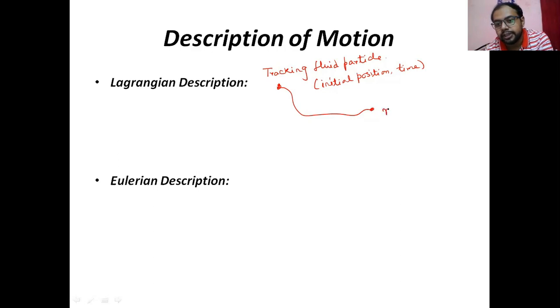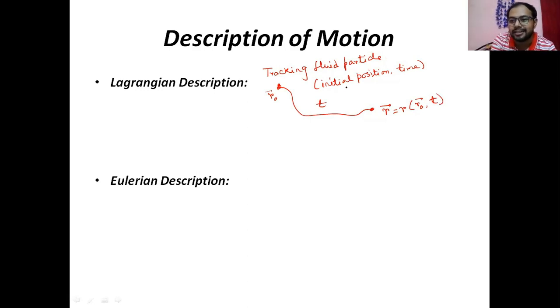So the position R is a function of the initial position R0 and time t. At time t it is coming here. This way we are labeling and getting to know the location of the particle. Individually, one by one, we are tracking each particle in this description.